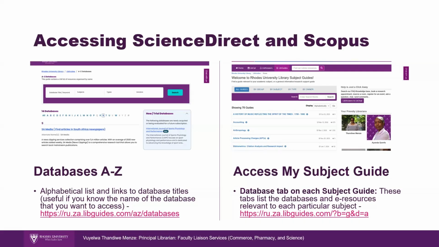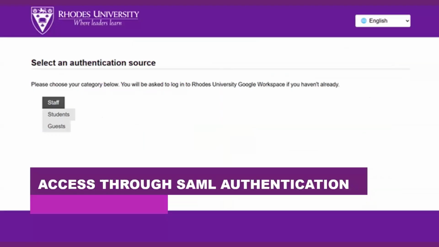Alternatively, on the library's landing page on the right-hand side of the screen, you'll be prompted to visit your subject guide, and from your subject guides, as you can see from the screen listed alphabetically, you will then go to your academic department subject guide and see the two databases, which will be listed under the database tab on each subject guide.